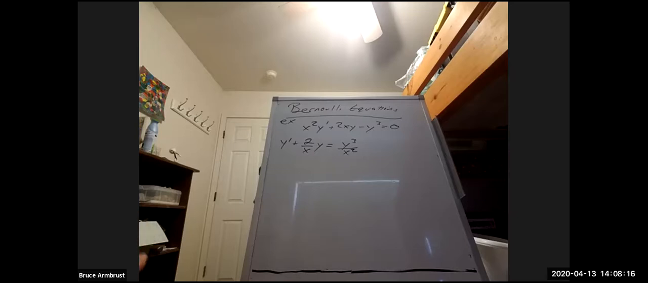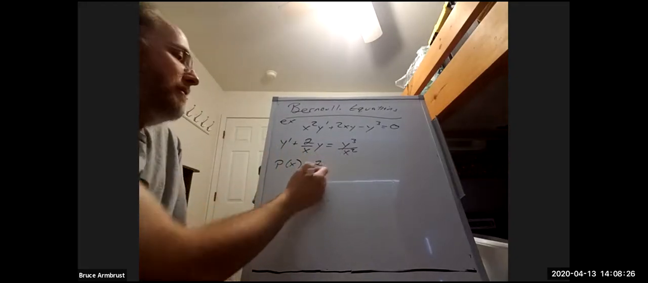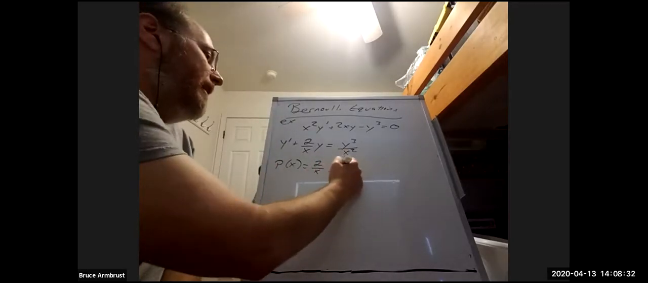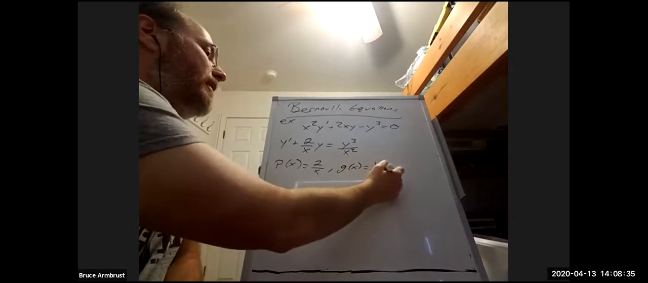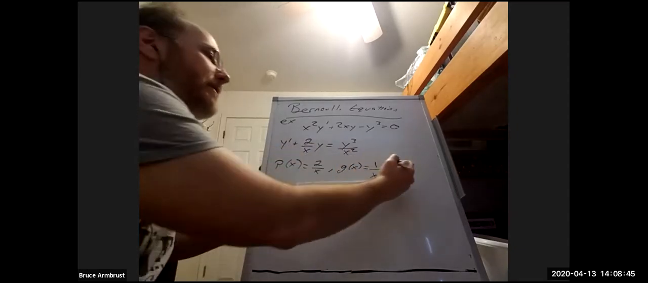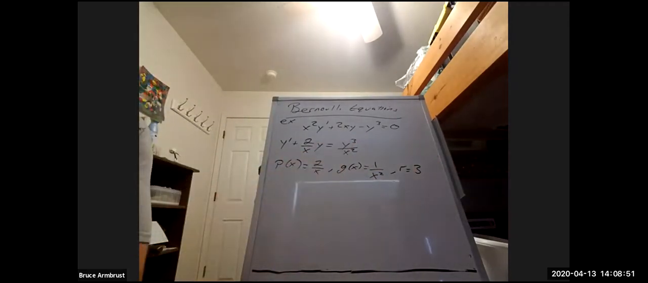So let's pull the pieces out of this to sort of translate it into the Bernoulli. So p of x, that's 2 over x. That's what's multiplying y. It's the same p as before. g of x is going to be 1 over x squared, because that's what's being multiplied by y to a power. And then the other piece of information we need is r, and in this case, r is 3, because it's y cubed. So there's all the information. And now we're ready to jump into Bernoulli.